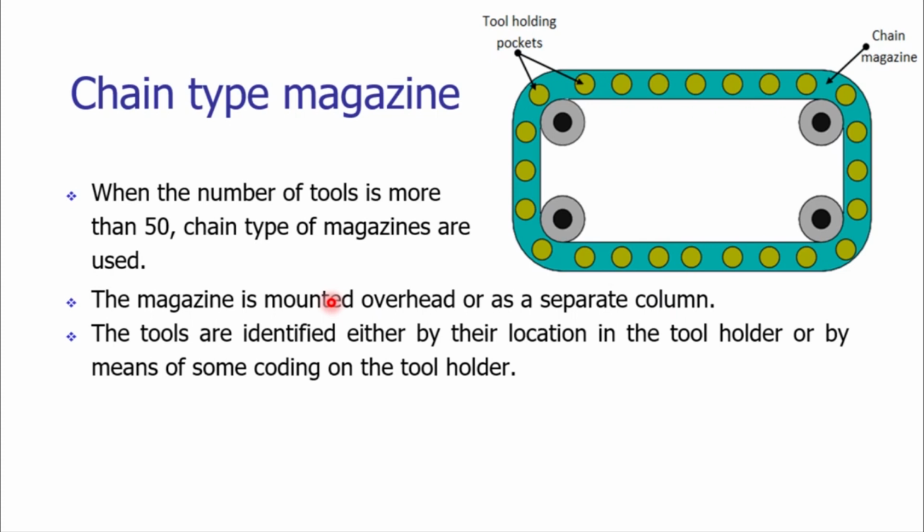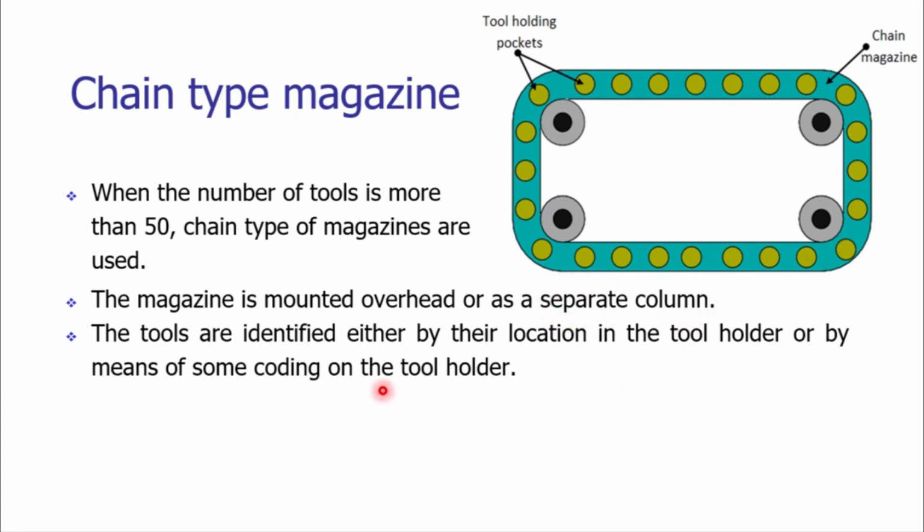To accommodate more than 50, the drum size would be very large, and the inertia would be very high. That may affect the rigidity of the machine tool as well, because we are hanging the drum or the disc over it. In general, the chain type magazines are mounted as a separate entity. A separate column is designed and developed, and over which we are mounting the chain type of magazine.